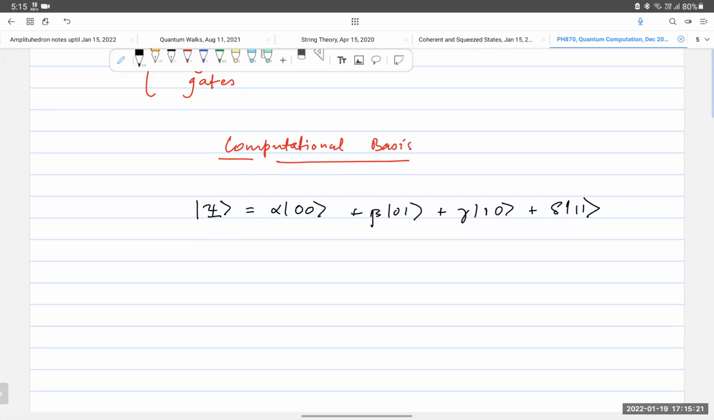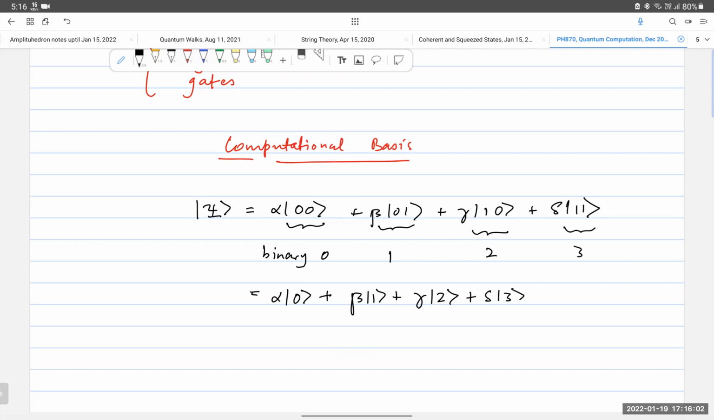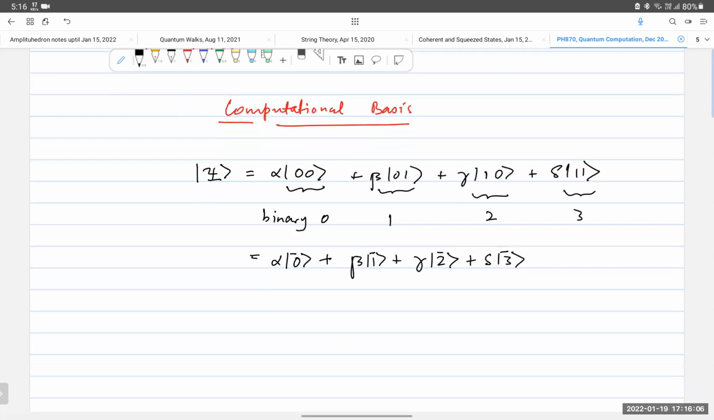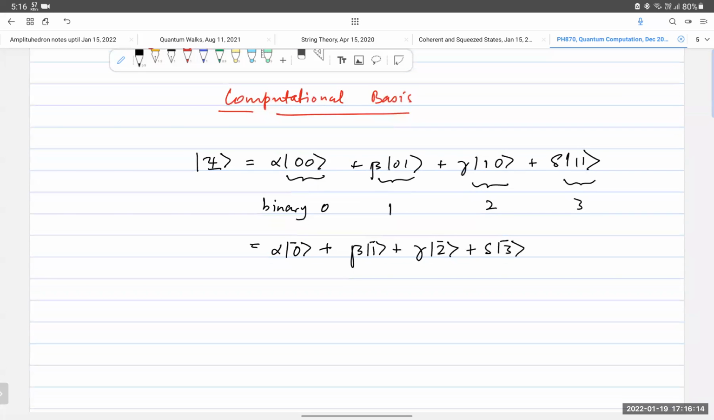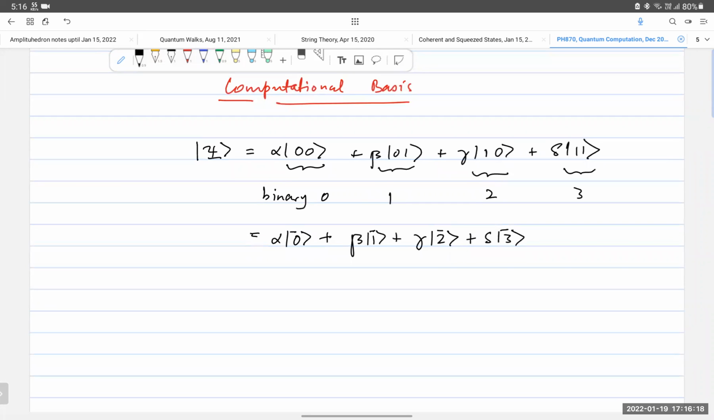You can see that this is the binary representation of 0, and this is the binary representation of 1, 2, and 3. So we can alternatively write these states as alpha 0 plus beta 1 plus gamma 2 plus delta 3. I'll put a little bar over the number to indicate that this is like a logical assignment. So this is what is known as the computational basis.